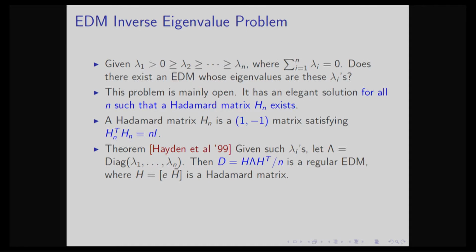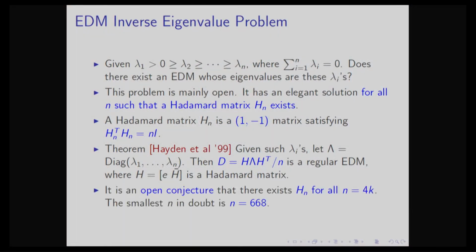So given these lambdas, you form a diagonal matrix consisting of these lambdas, and then you take your Hadamard matrix, and you put the vector of all ones in the first column, and then you take H lambda H transpose, you divide by n, you get a regular EDM. Okay? So for this case, there is a solution. For other cases, there are partial solutions, but still, it's a mainly open problem.